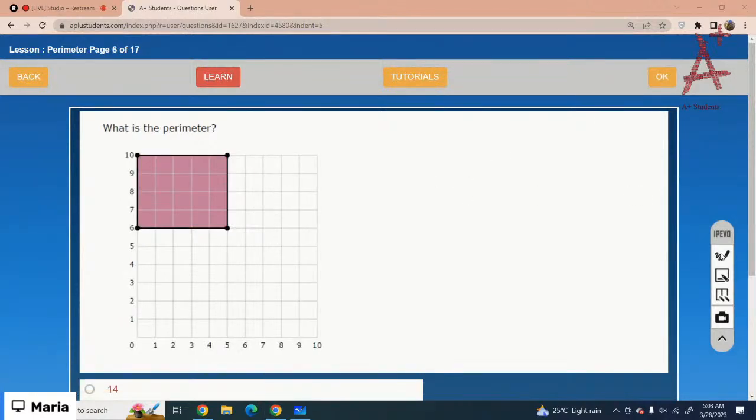How do you calculate their side lengths? You just have to calculate the blocks. 1, 2, 3, 4. Here you have 4. 1, 2, 3, 4, 5. Here you have 5. Here you have 4, and because they are rectangles, rectangles have opposite sides equal in length. You have to just add them.